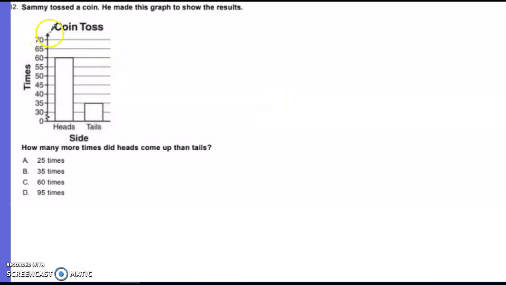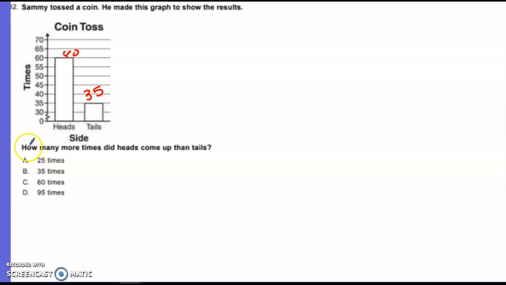Let's look at this one. Sammy tossed a coin. He made this graph to show the results. So he was tossing a coin, so they called it coin toss. Here's the amount of times that he flipped it. That was a lot of times. And this tells what side it landed on. So he flipped a coin, and if it landed on heads, he counted it for heads. If it landed on tails, he counted it for tails side. So it looks like he landed on heads 60 times, and he landed on tails 35 times.